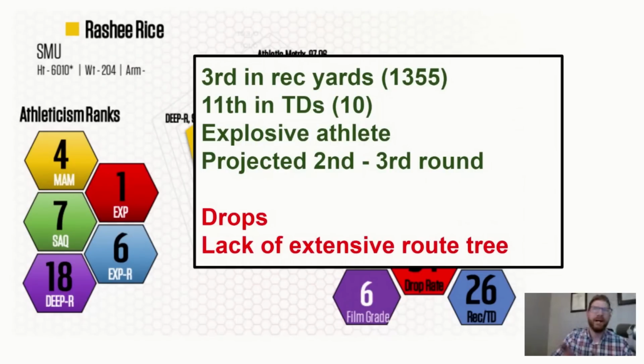And then things to kind of knock him. He had a lot of drops, so he needs to work on catching the ball. And then his route tree is not extensive. So at SMU, he was not asked to run a full route tree. However, I think the Chiefs have the coaching staff at their disposal to coach a player like Rice up and get him acclimated to running more routes. However, that may mean that he has a slower development window and won't be ready to play day one.